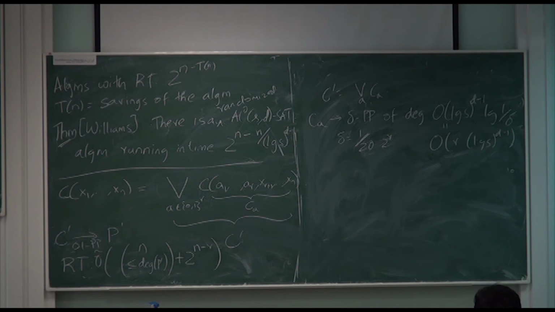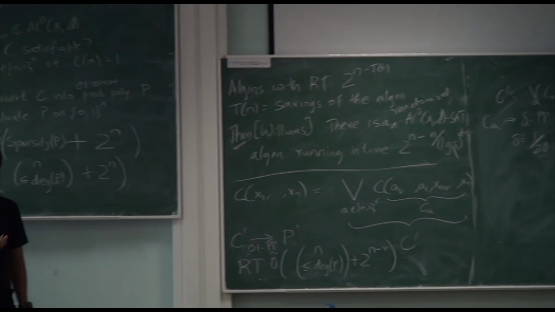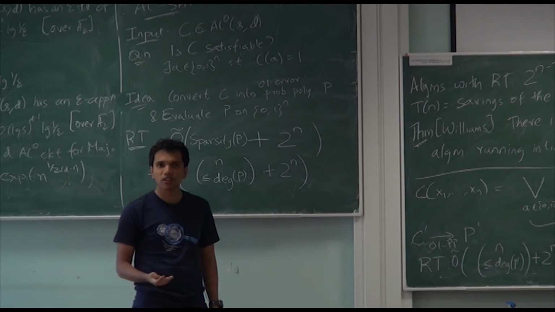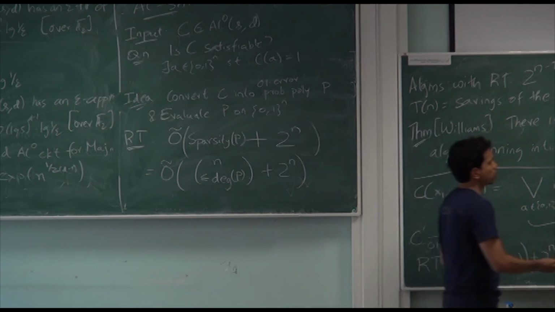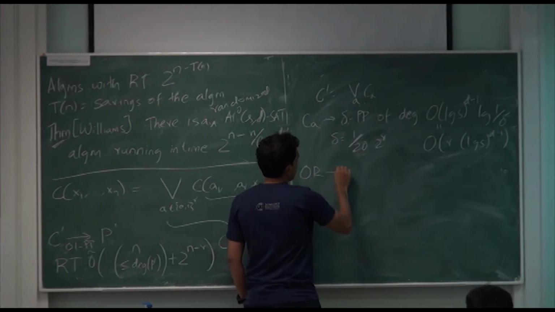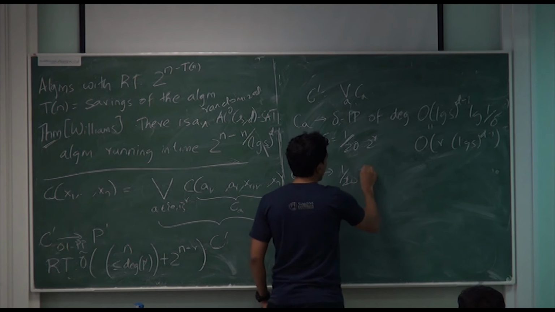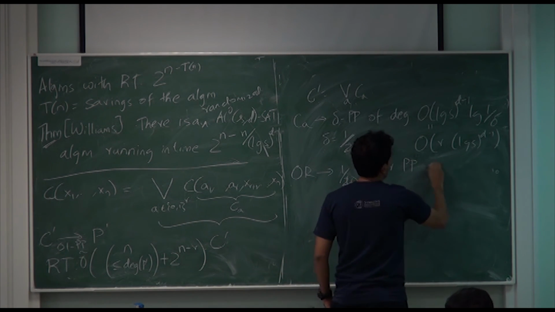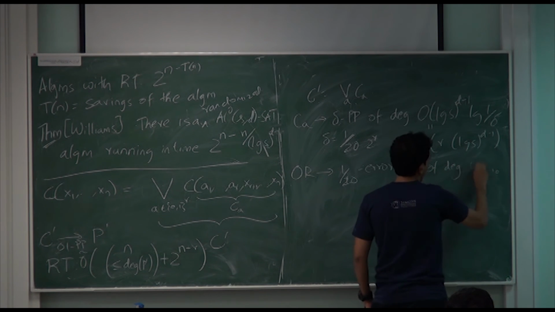I still have that OR on top though. I have to replace that by a probabilistic polynomial. But now what am I going to do? I'm going to go back to the theorem of Razborov, dig into that and recall that an OR has an epsilon error probabilistic polynomial of degree log 1 over epsilon. So I'm just going to replace the OR by a 1 over 20 error probabilistic polynomial of degree, well, constant.